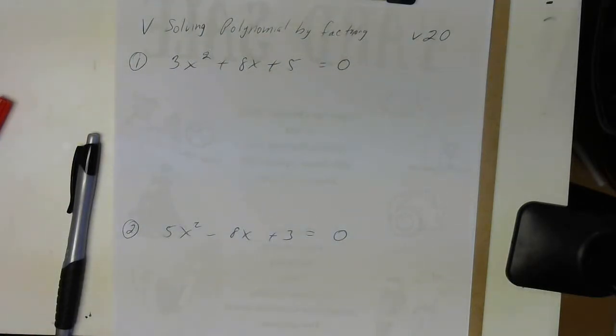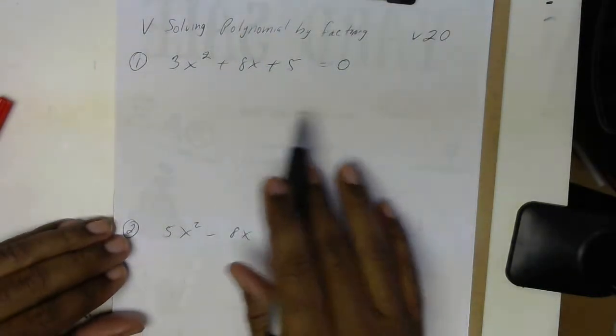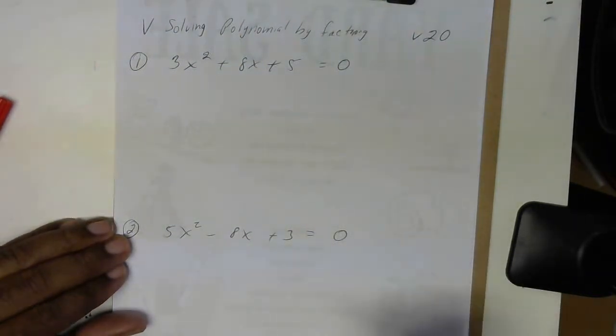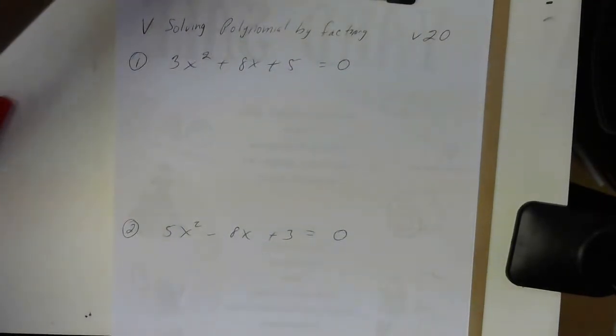We'll be solving polynomials by using factoring. In this case, we'll be solving trinomials. So remember, when you have two binomials and you multiply them, this is what happens.